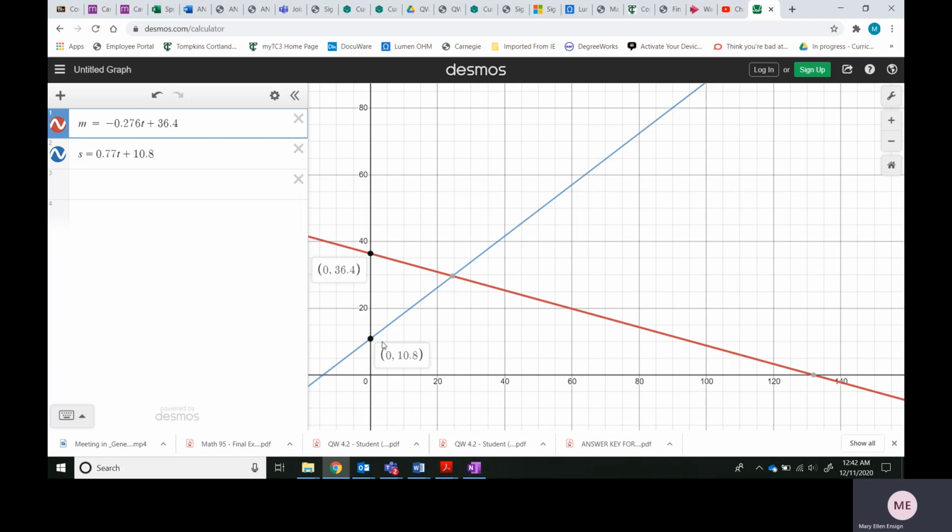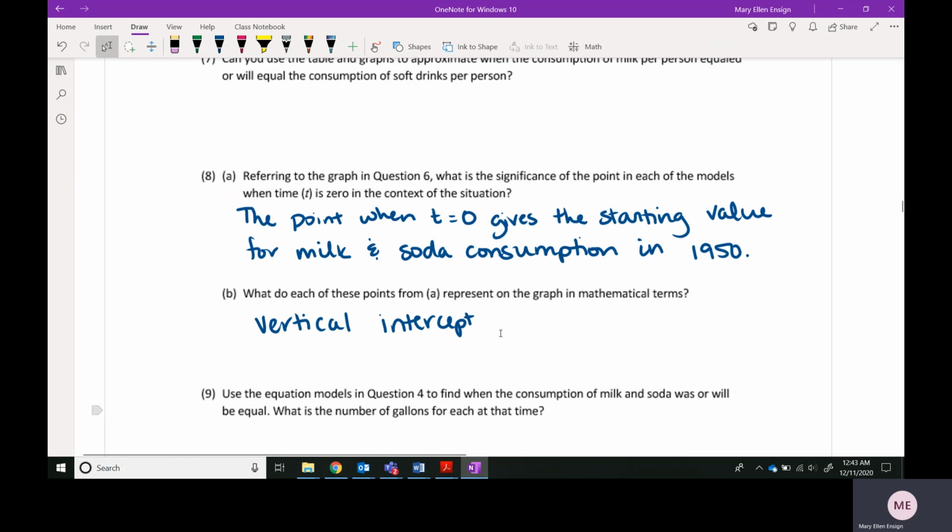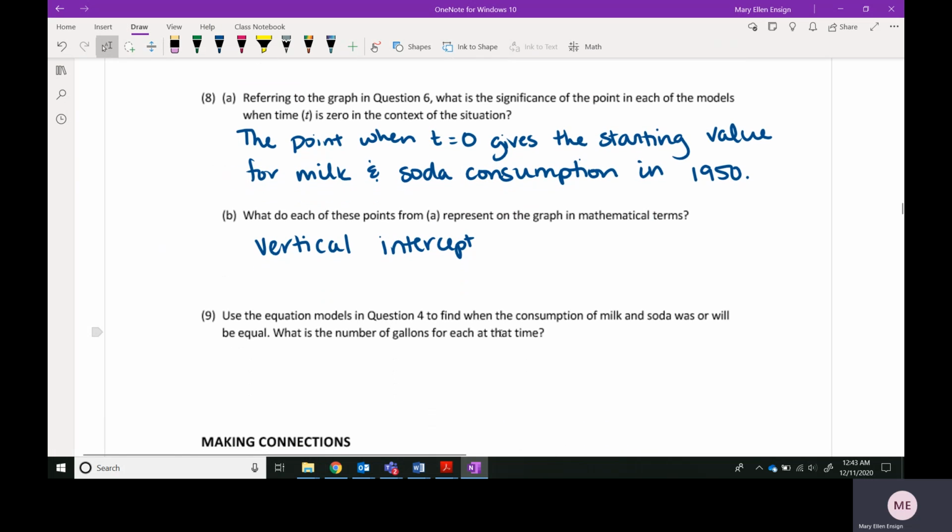Okay. What's the significance? Well, if t is 0, that means no years after 1950. So this is the amount in 1950. Those look familiar, right? We recognize those. And in math terms, that's called a vertical intercept.